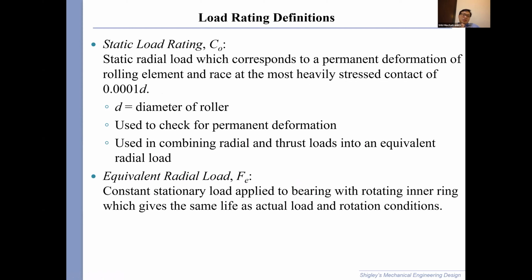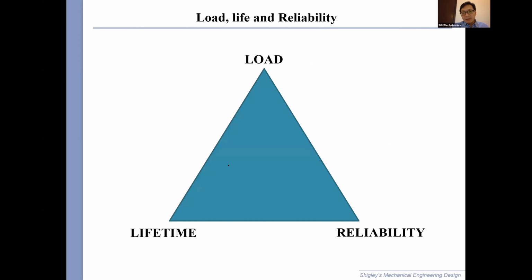Now we also have what is called the static load rating. Last week somebody asked, what about static? So static is C0. This is the static load which corresponds to a permanent deformation if it's heavily stressed with this load. So if I have a load rating of, let's say, 20 kilonewtons, and you hit 20 kilonewtons even though it's not rotating, it will damage the bearing. We will talk about this later. Maybe it'll make sense later.